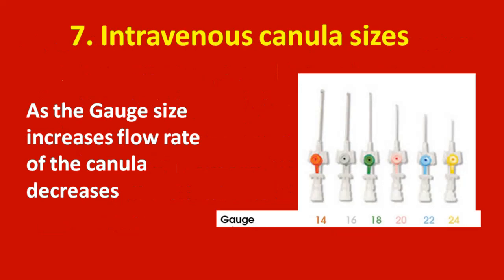This slide shows the gauge size of various intravenous cannulas. We can see that as the gauge size increases, flow rate of the cannula decreases. This you should keep in mind. The cannula having the highest flow rate is of gauge size 14 and cannula having the lowest flow rate is of gauge size 24.